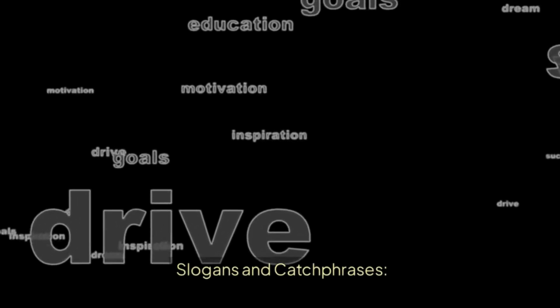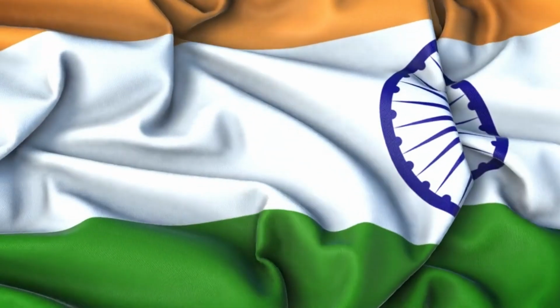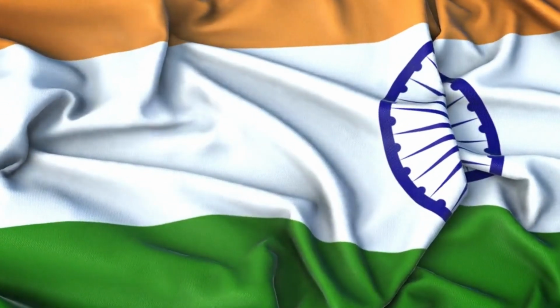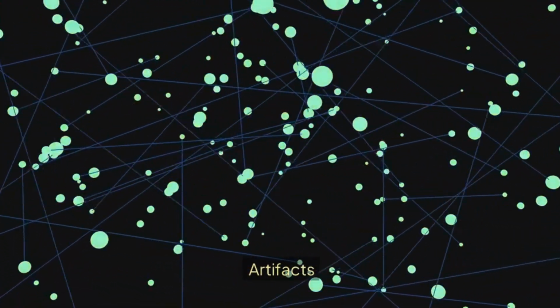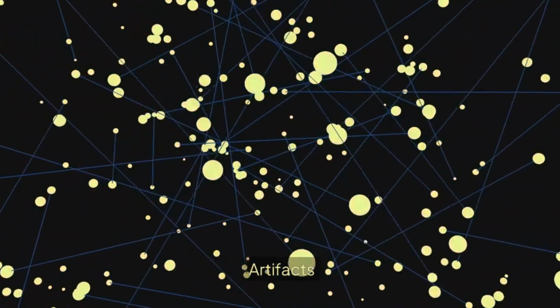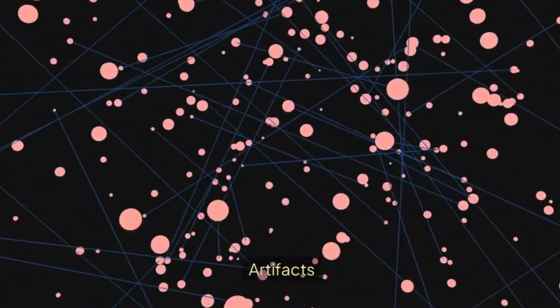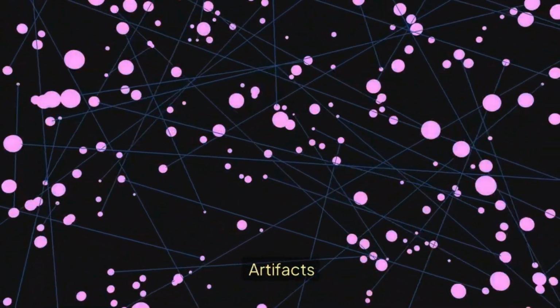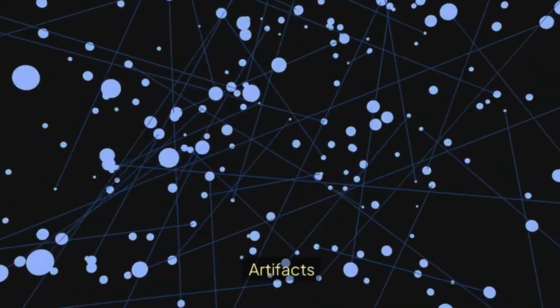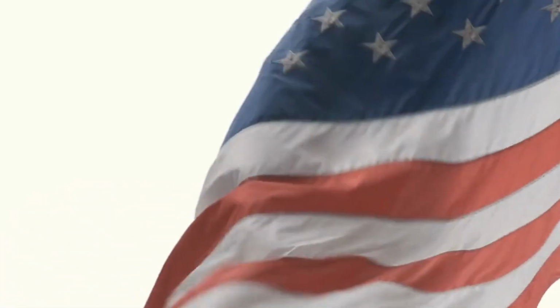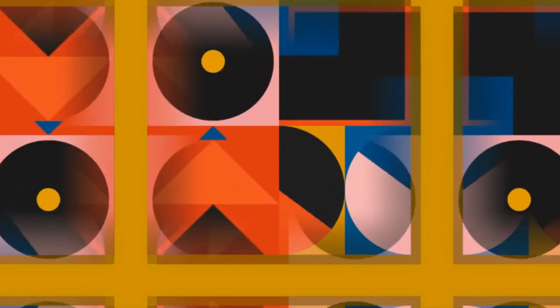Next is slogans and catchphrases. For example, Modi hai to mumkin hai. A catchy phrase that frames political discussions. Next is artifacts. An object made by a human being, typically one of cultural or historical interest. For example, a flag symbolizing patriotism. This object carries deeper meaning beyond its physical form.